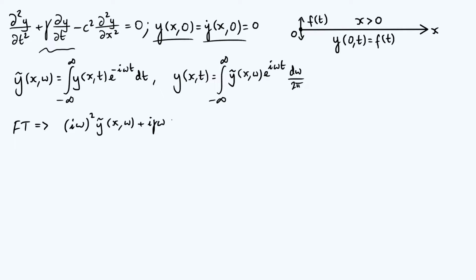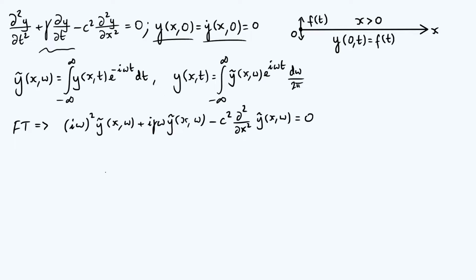You pull down a factor of i gamma omega times, again, the Fourier transform, y tilde of x and omega. Now the third term, the minus c squared d2y by dx squared, you can't use that kind of trick because that's a spatial derivative, not a time derivative. So we're just going to have to leave that as minus c squared d2 by dx squared of y tilde, which is a function of x and omega. All of that is equal to 0, because when you Fourier transform 0, you still get 0.